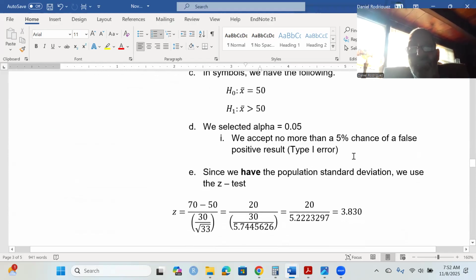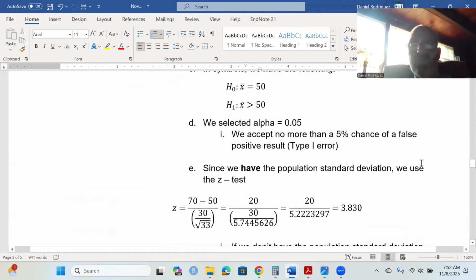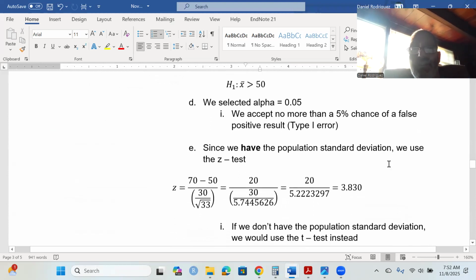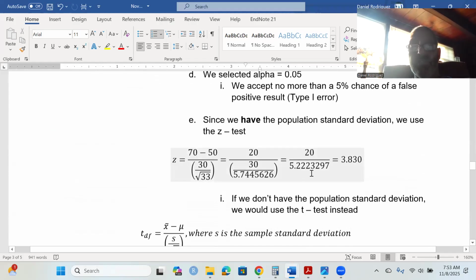So this means we accept no more than a 5% chance of a false positive result. This is going to determine whether or not we have statistical significance. Since we have our population standard deviation, we'll use the z-test.